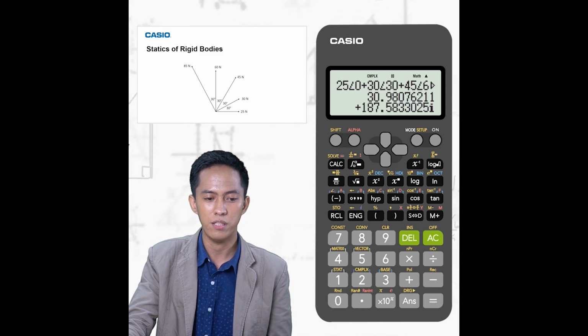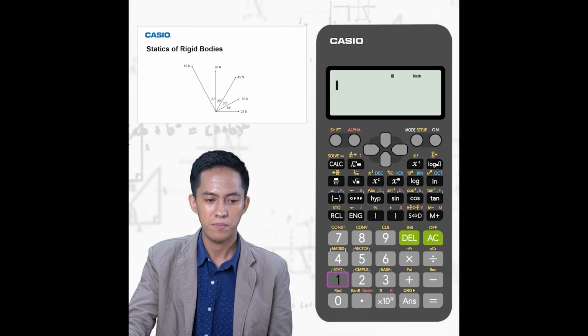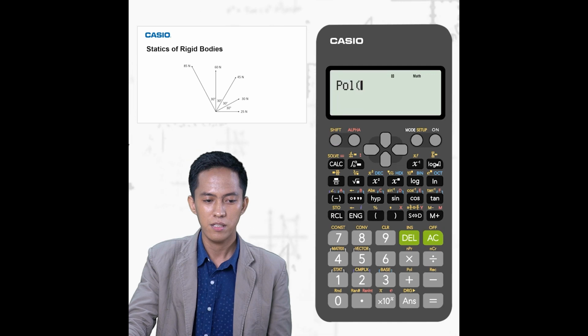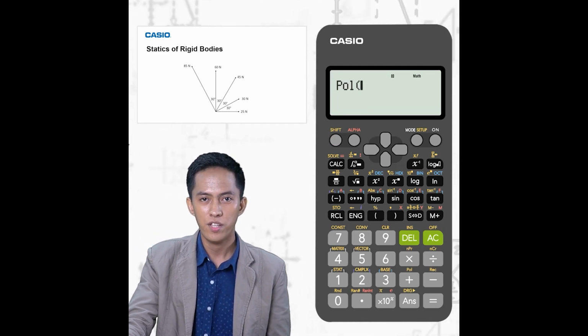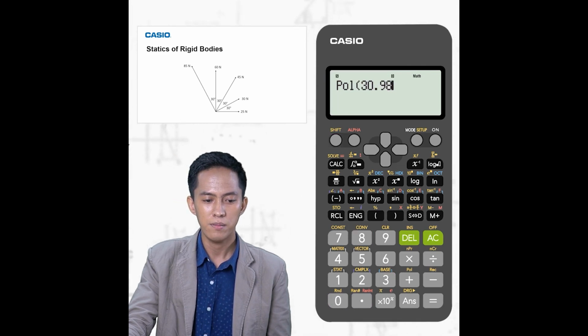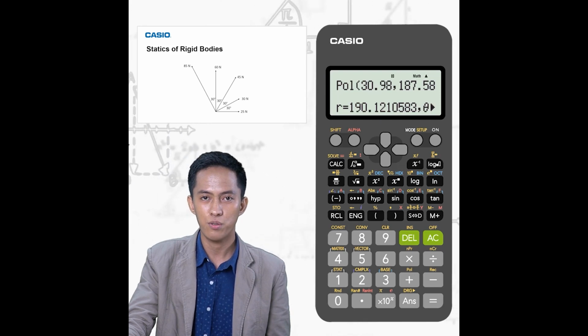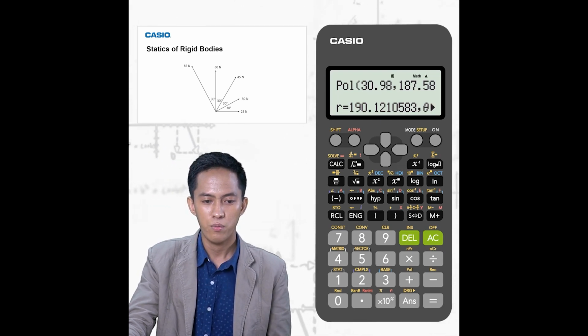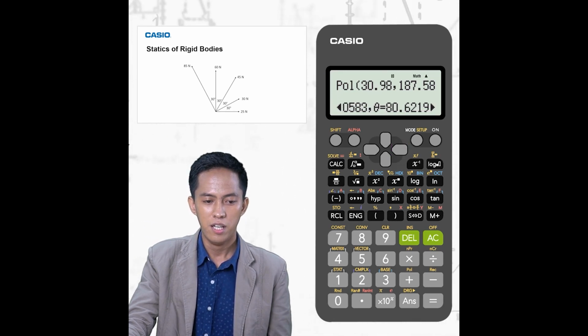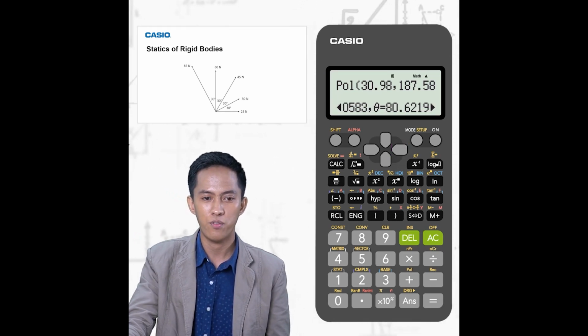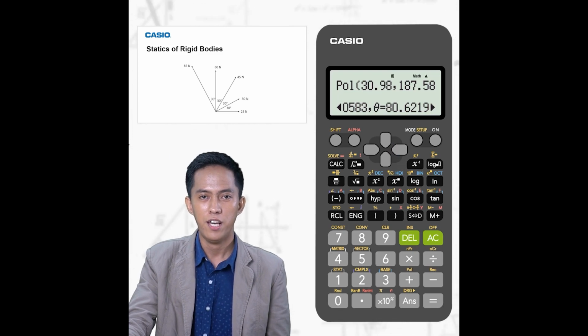So press mode 1. Press shift pol, then input the components of the resultant. So that is 30.98, shift comma, 187.58. Then press equals. You will get the resultant of these forces. So R is the resultant of these forces, which is 190.12 newtons, and this angle here is the direction of this resultant force with respect to the positive x-axis.